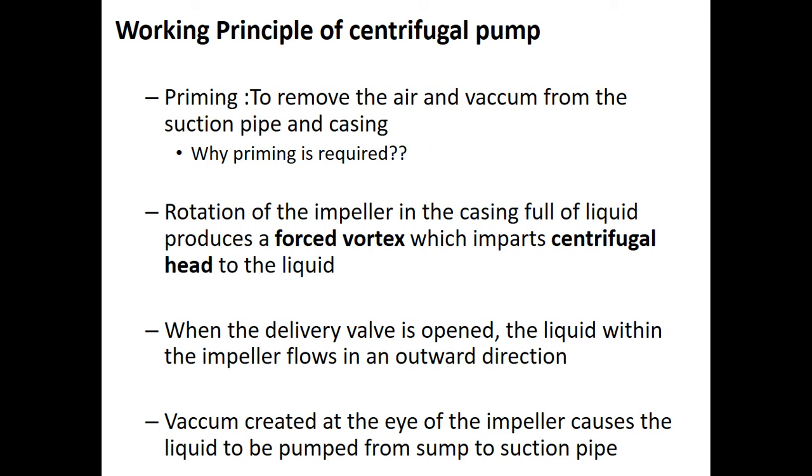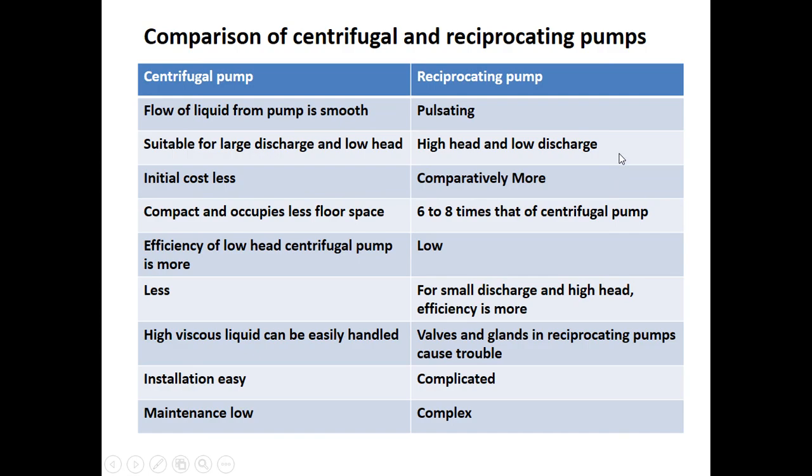So these are the points. First, the rotation of the impeller in the casing produces a forced vortex which imparts centrifugal head to the liquid. Finally, when the delivery valve is opened, the liquid within the impeller flows in an outward direction. Please note that the vacuum created at the eye of the impeller causes the liquid to be pumped from the sump to the suction pipe.